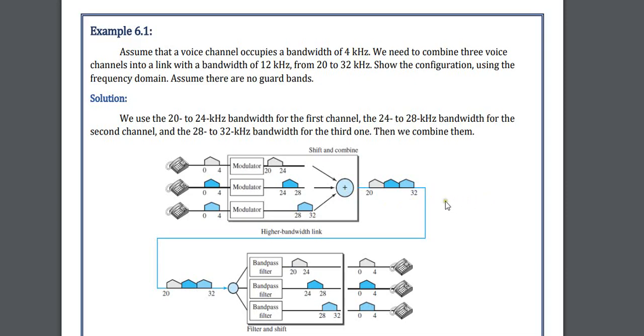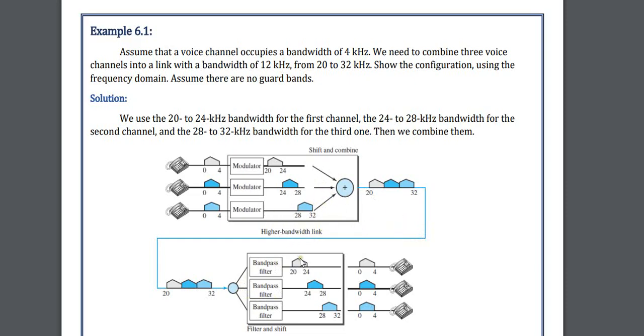Here is a mathematical notation or diagram for the FDM. Here we can see the lines for 0 to 4, 0 to 4, 0 to 4. The modulator divided the channels: 20 to 24 is for this line, 24 to 28 is for this telephone, and 28 to 32 is for this telephone. Those are going in the same link to the destination.